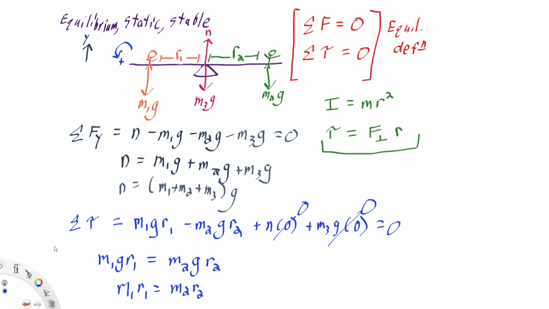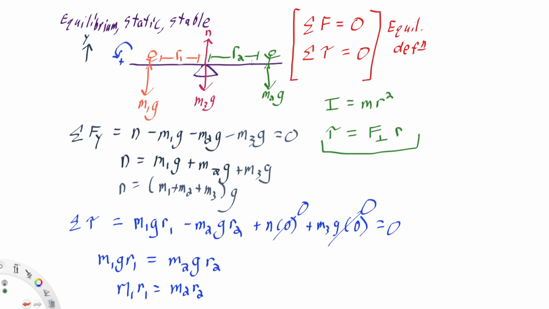I have a quick question. Why are we subtracting the m2g r2? Isn't it also going down? It is, but here, and this is the key: when we are doing a torque analysis, it's not up and down that matter, it's clockwise and counterclockwise.